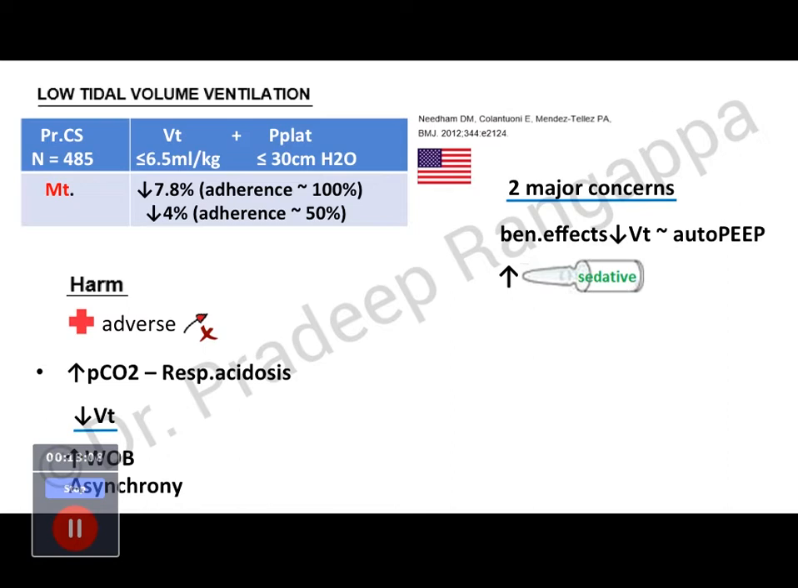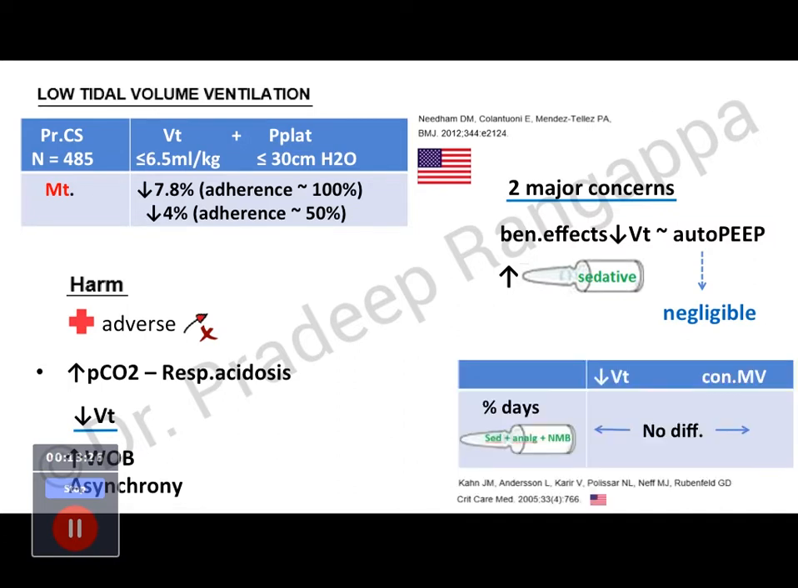And open lung ventilation is a combination of low tidal volume and PEEP. So because you need that PEEP, the high carbon dioxide which you attain with low tidal volume has a beneficial effect because it is adding on to the PEEP in a patient. And it has been found that with low tidal volume, the amount of auto PEEP that gets generated is negligible. And they did a study to see whether low tidal volume really means that you have to increase the sedation. This was a study that came from the US where they compared low tidal volume and conventional mechanical ventilation, and the percentage of days the patient was on sedation, analgesia or neuromuscular blockers was not very different.